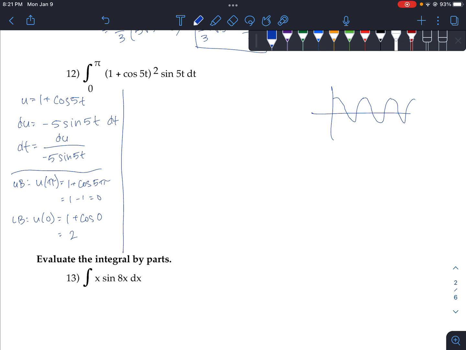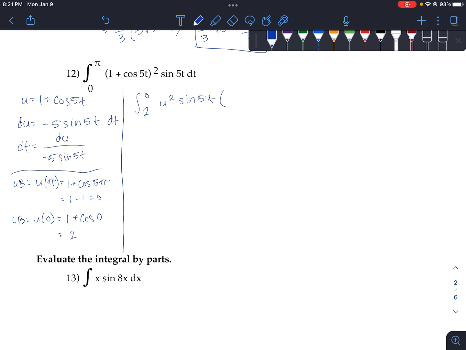Okay, so now I'll have my integral from 2 to 0. It's okay to leave your integral like this, but if you want to reverse them and make it negative, that's fine too. I think I'll probably do that in just a second. But in any case, I'll have u squared sine of 5t.